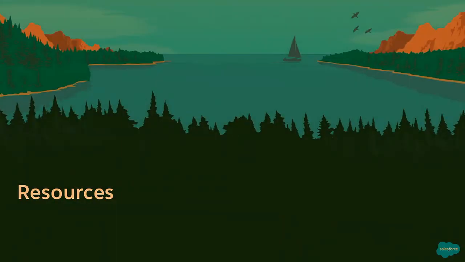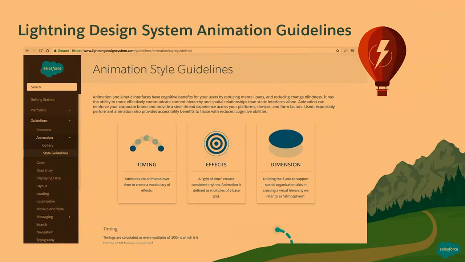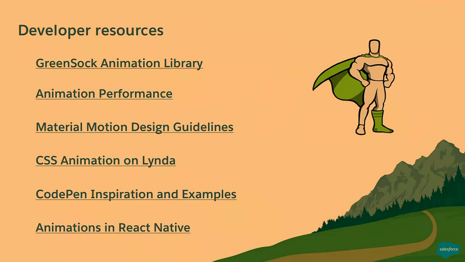Here are a few resources to help you on your journey towards animation. First, the Lightning Design System animation guidelines. If you haven't already, I strongly suggest you head over to Camp Design and talk to a few people about what we're doing on the design system to help you implement animations into your product. Visit our page to look at our gallery, our timing, effects, and dimension guidelines, and see what you can do with animation. Here are a few developer resources that I find really helpful.